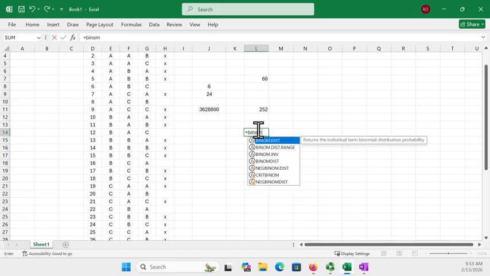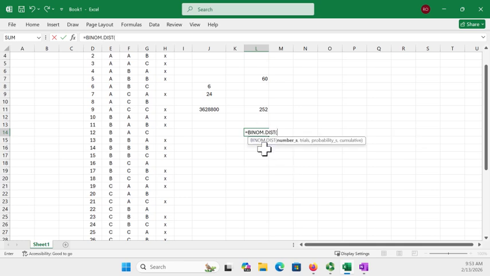Equals B-I-N-O-M, binom.dist. 2 of the main ones are binom.dist and binom.inv. Binom.dist will give us the probability of S successes in N trials with a probability of success of S, and we have the option of cumulative or non-cumulative.